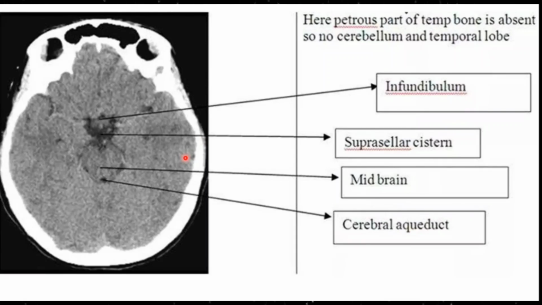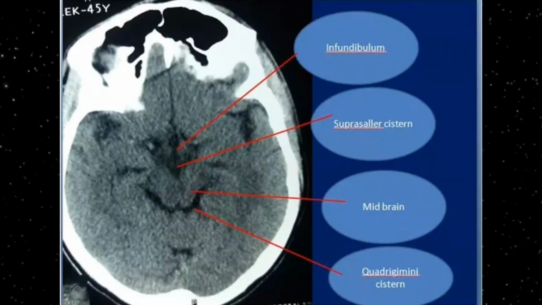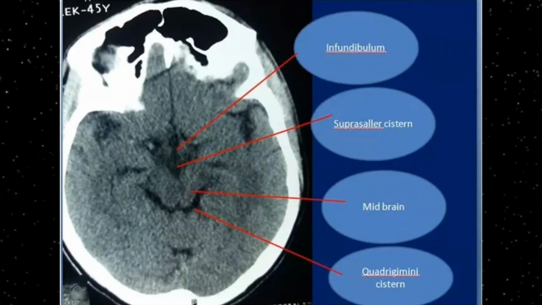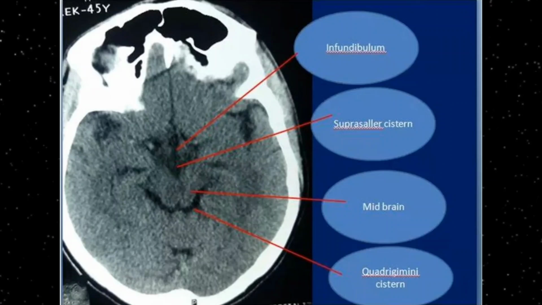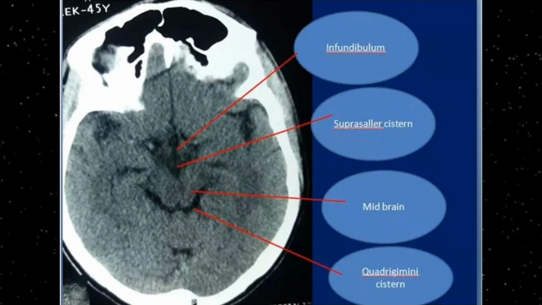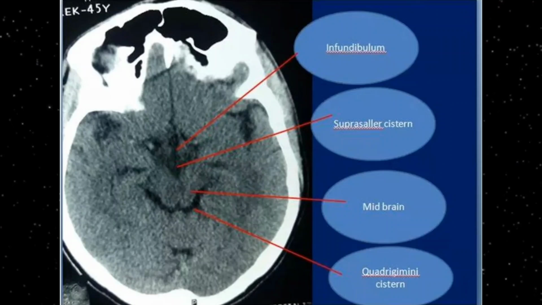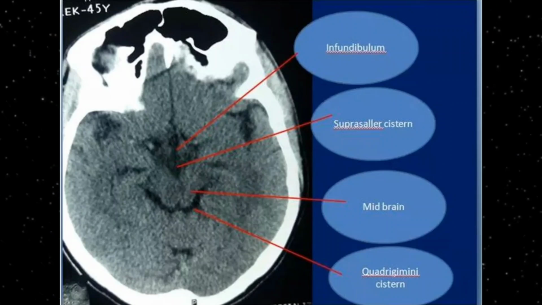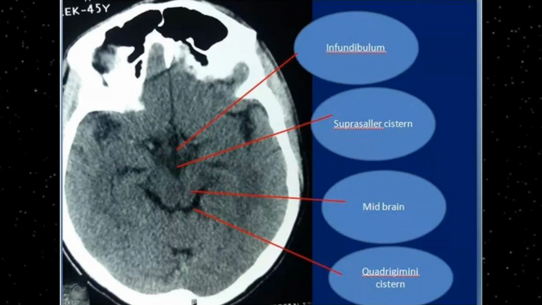The root of the pituitary gland is visible, which is called the infundibulum. So here the root of the pituitary gland can be seen, and this is called the infundibulum. On this image multiple cisterns have been explained. Look at the most posterior one. It is called the quadrigeminal cistern, and anterior to the quadrigeminal cistern there is the midbrain.